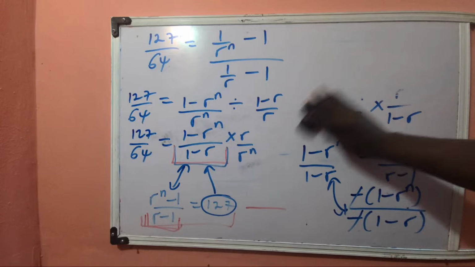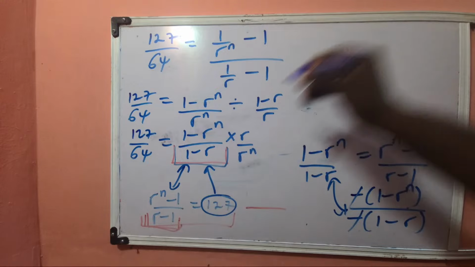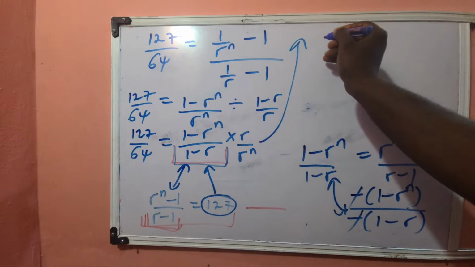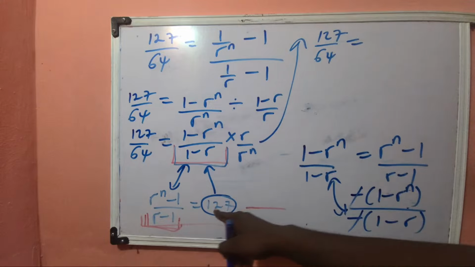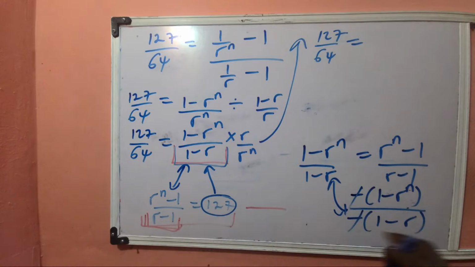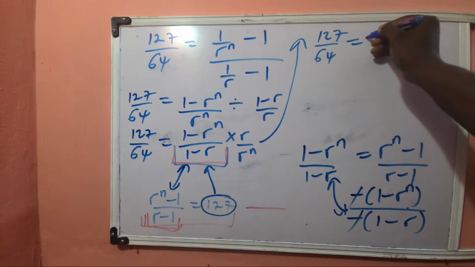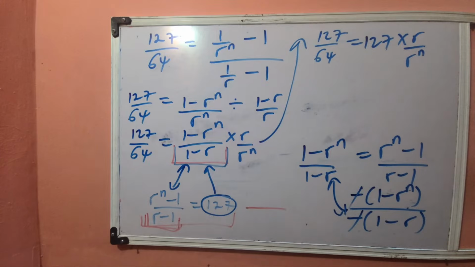I really thought we had an issue with the LCM. Sorry, I'll come back to the question I told you, but let's try and complete this one. We're almost done. So obviously from here, I can write 127 over 64 is equal to, no more this now, because I told you this and this are actually the same thing. That's what I actually proved here. That'll be 127 times r over r raised to power n.